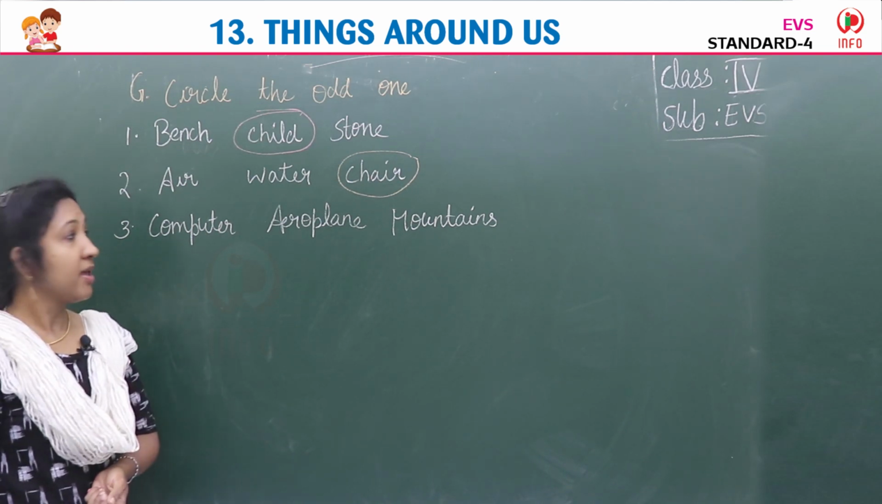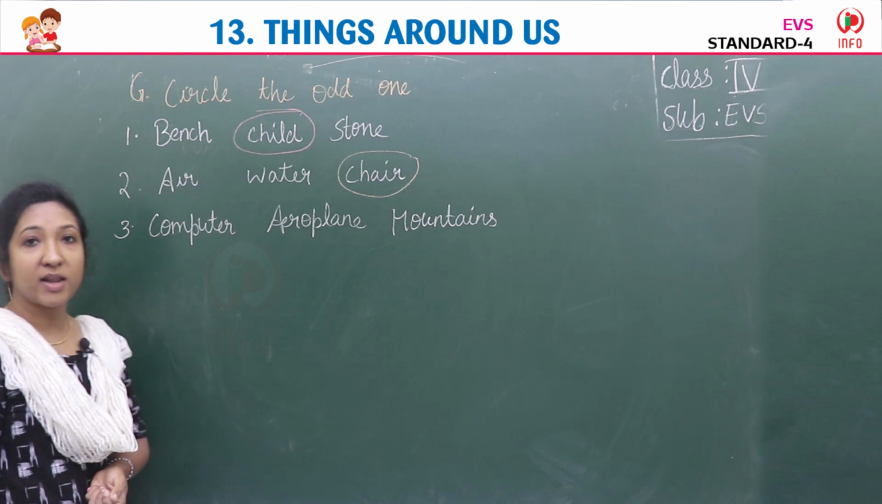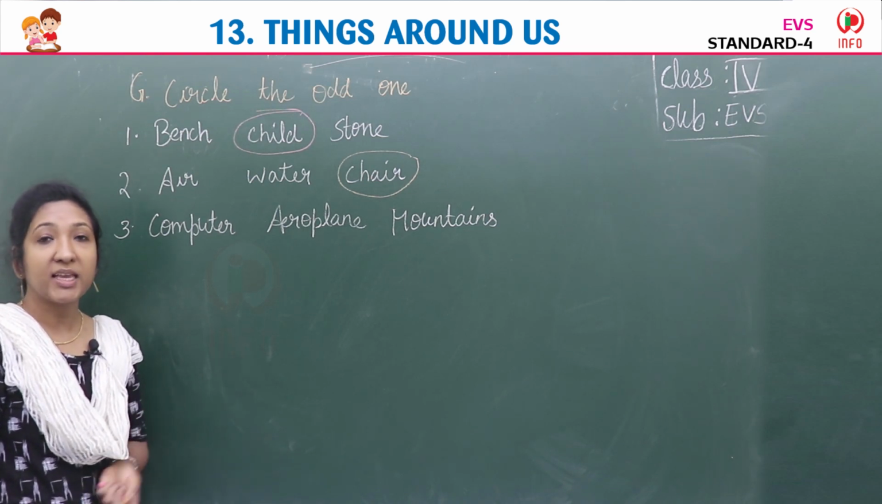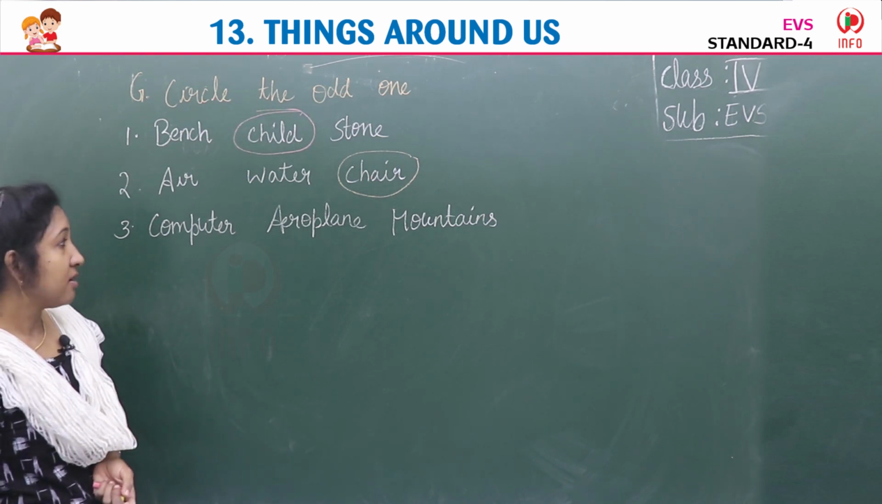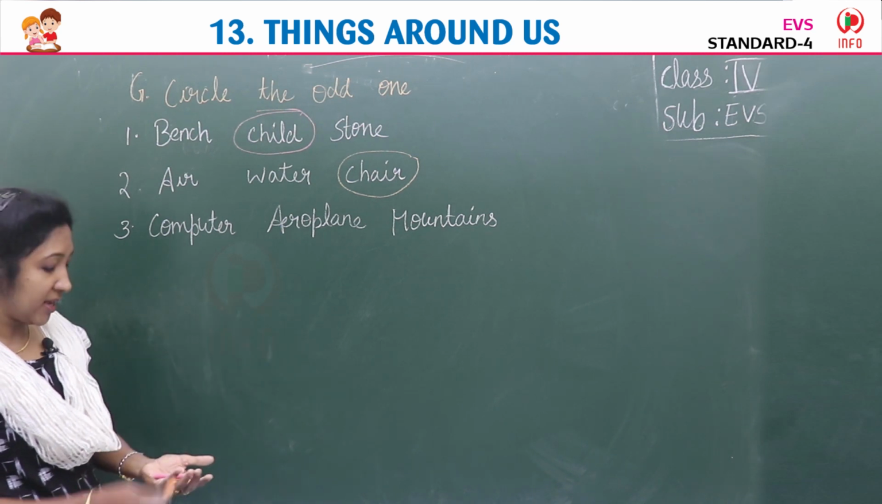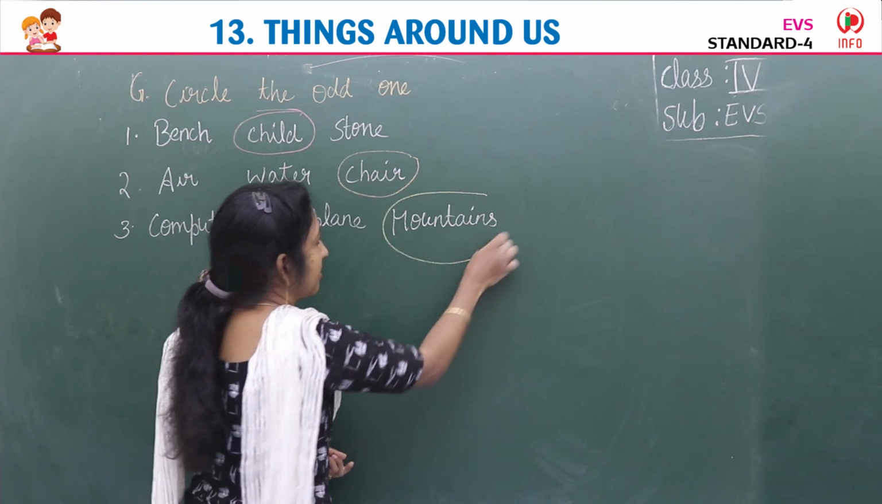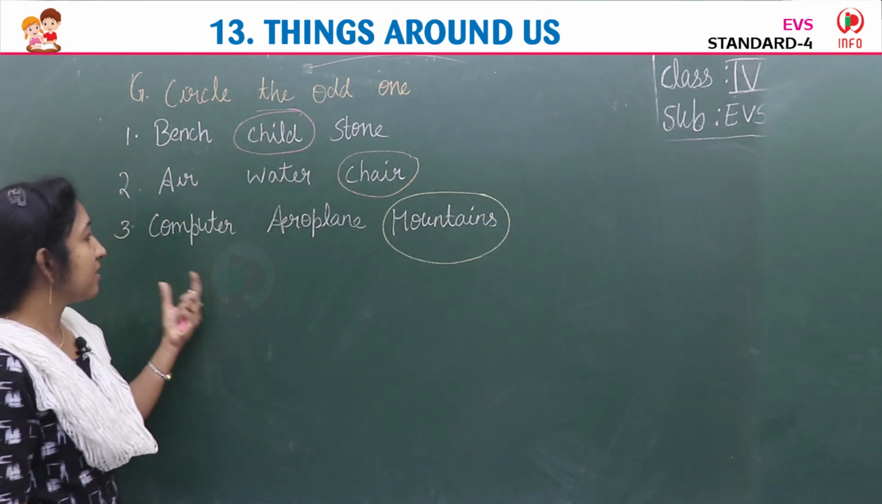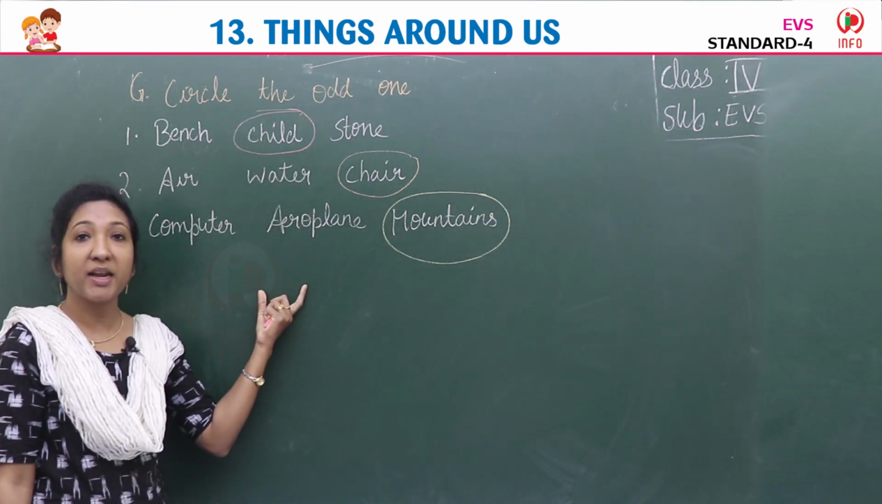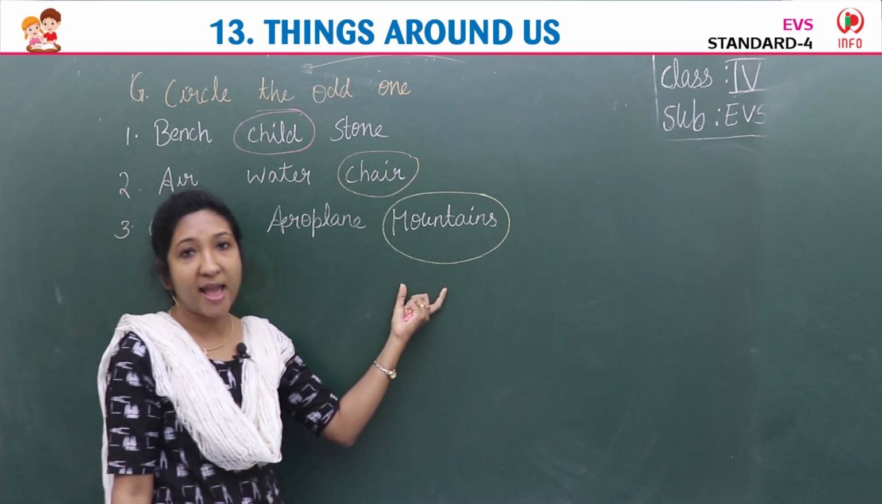Okay. Third one. Computer, aeroplane, mountains. So in the textbook, hint given as natural thing. So which is a natural thing among these 3? Yes. Mountains. Mountains. Isn't it? Computer, aeroplane are made by man. So mountain is a natural thing.